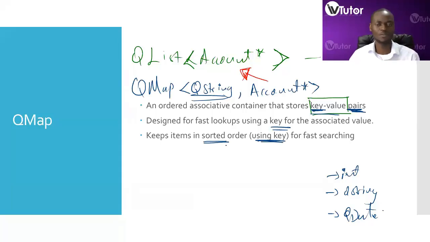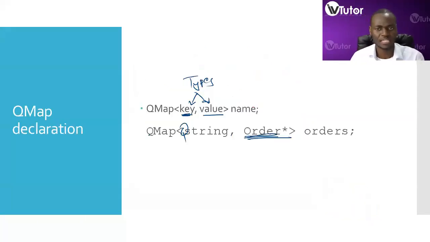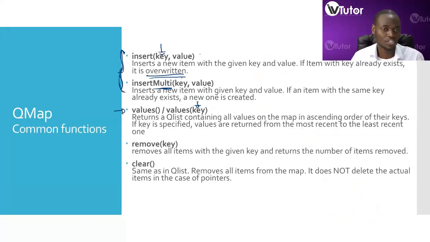This is important, especially if we want to loop through the QMap. We need to get the values first, which is a QList, then we go through the QList. So take note of that. You can also use the values function to specify only items with the given key. So if you say values and you specify the key, then what you get is items for that key.